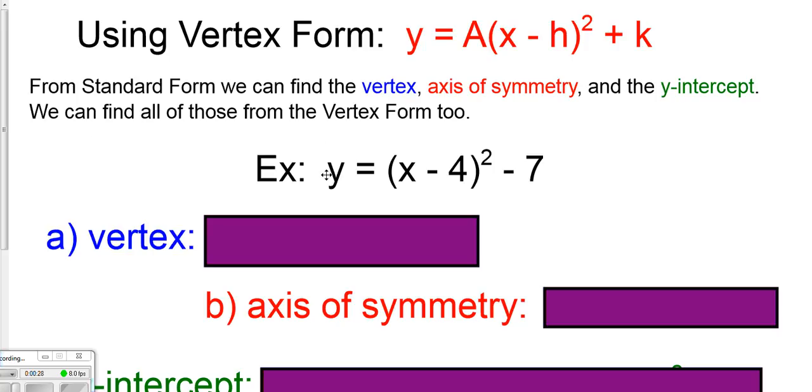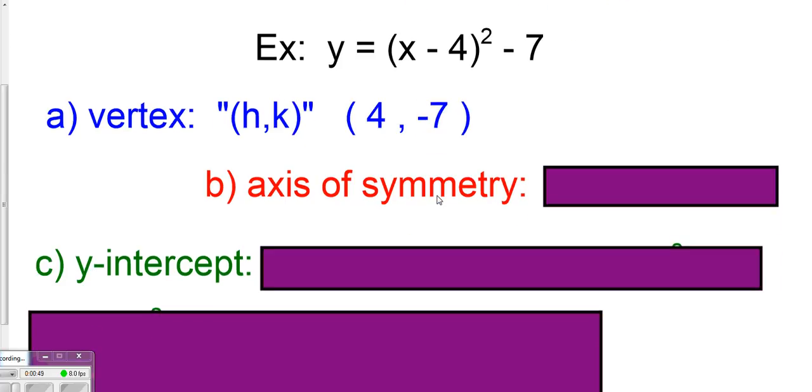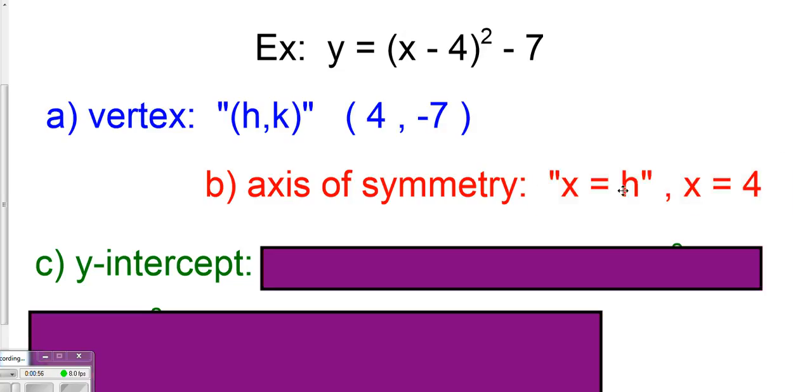So for example, if we are looking at this vertex form, to find the vertex, remember it's the opposite of this one and the exact of this one. So our vertex would be at 4, -7. You always use your h and your k. It's h, k, so 4 and -7. Remember, the axis of symmetry is always the x value of your vertex, so we would have x equals 4. If you want to write it down, you would call it x equals h. Your h value was 4, so x equals 4.